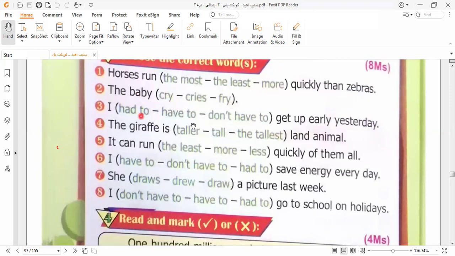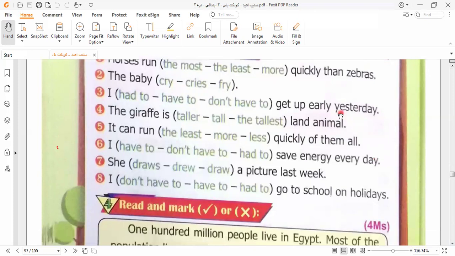I had to, didn't have to get up early yesterday. So here yesterday, it is in what tense? In the past tense. As we learned in the lesson, when we have yesterday, I will select which one of these verbs expresses past. I had to. They are clever pupils.